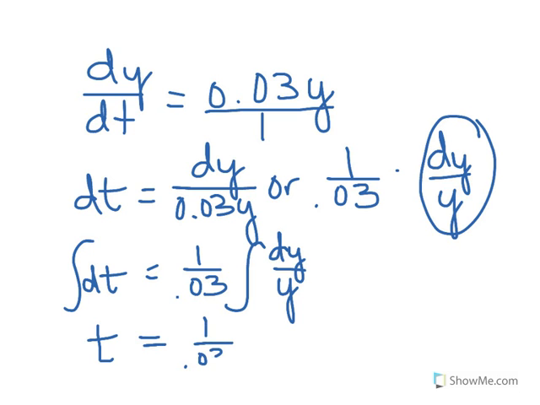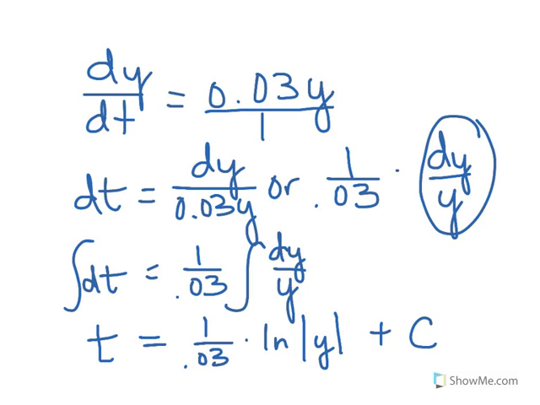So we've got 1 over 0.03 times the natural log of the absolute value of y, and here's our plus c. And that plus c is essentially whatever I get when I take the plus c from the t side and combine it with the plus c on this side. So it's some constant.